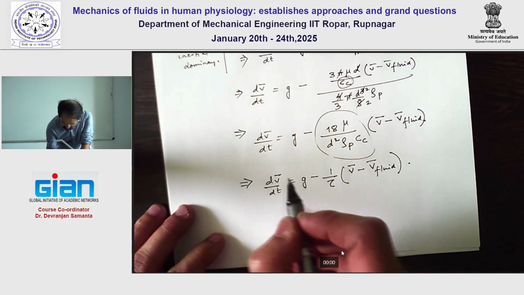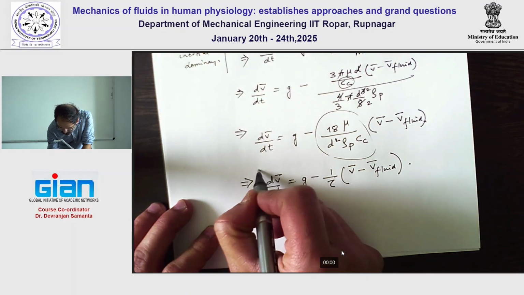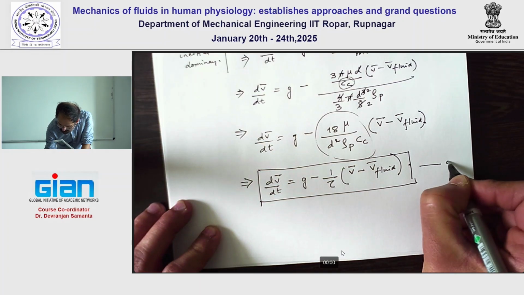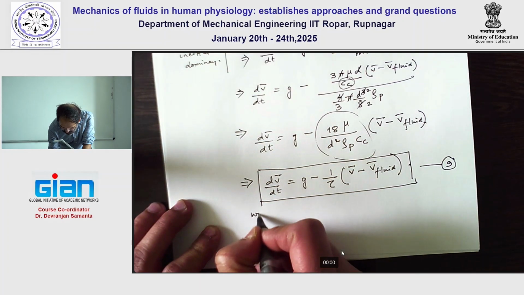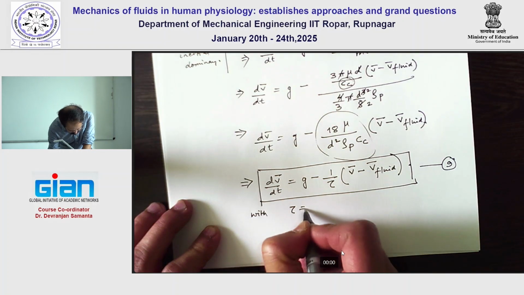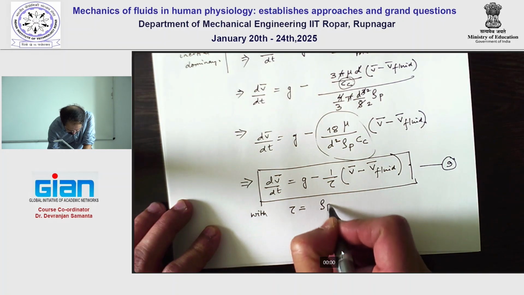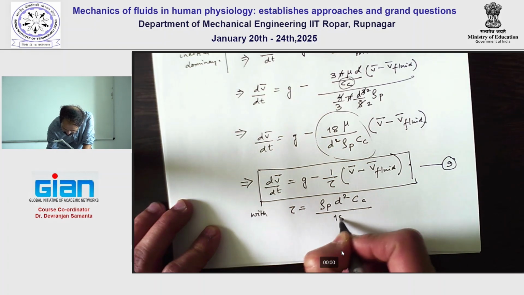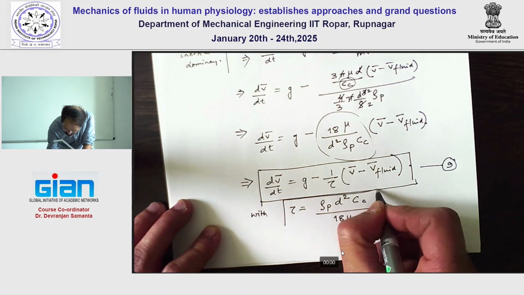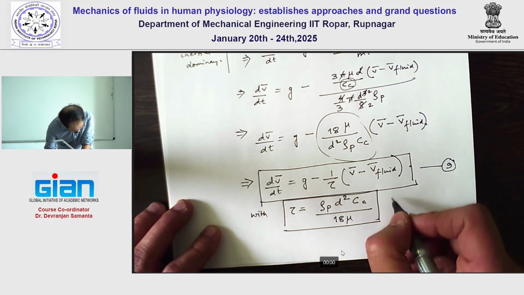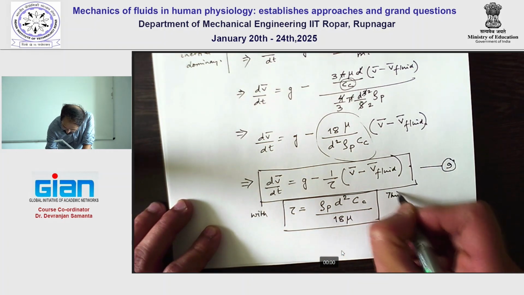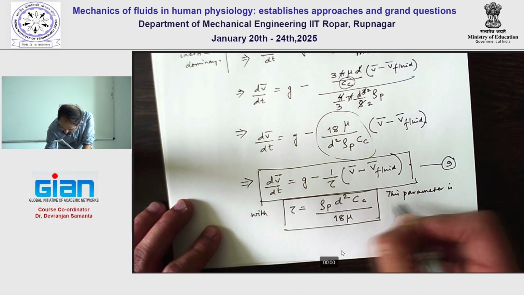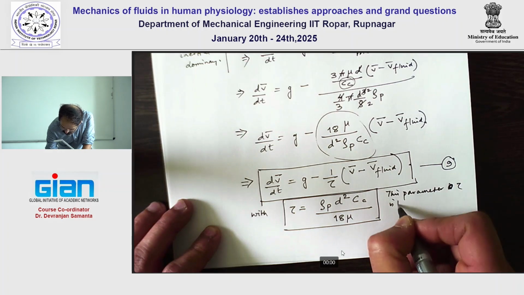So let's name this particular equation. So let's call it equation 9. So with tau being equal to rho particle d squared Cc over 18 mu. So this parameter tau is the particle relaxation time.